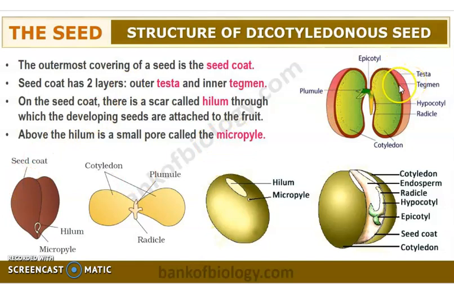Okay, and the inner portion of the seed coat is called as tegmen. So it has 2 layers, the outer testa and the inner tegmen. Okay, and on the seed coat there is a scar called as hilum.